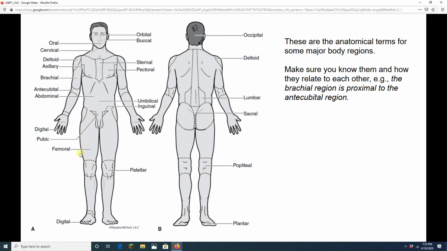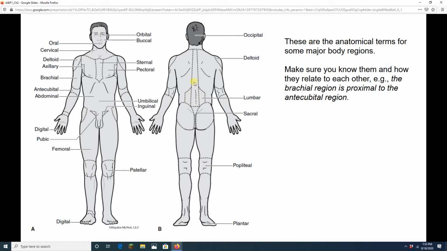Then we got the thigh. Thigh is femoral. The kneecap region is patellar. If we jump down, finishing out this picture, we've got digital down at the bottom here. All right, let's work our way back up. If we have the bottom of the feet here, this guy is standing on his tiptoes. The bottom of the feet is the plantar region. The back of the knee is the popliteal region. The region of the lower back just above the gluteal cleft is the sacral region. Then the lower back area right above your waist is the lumbar region.